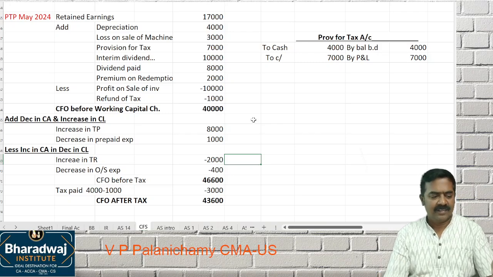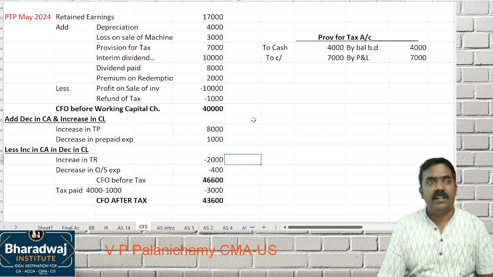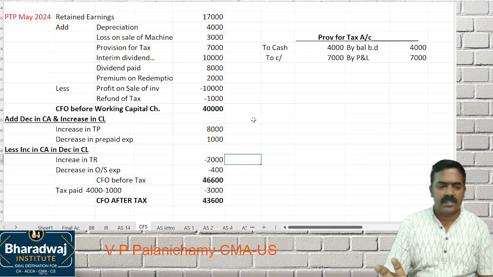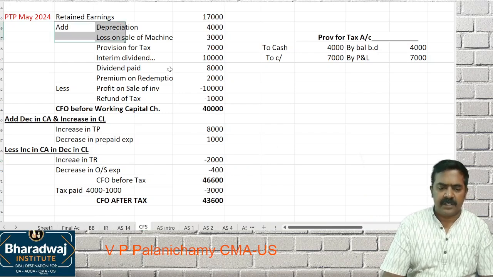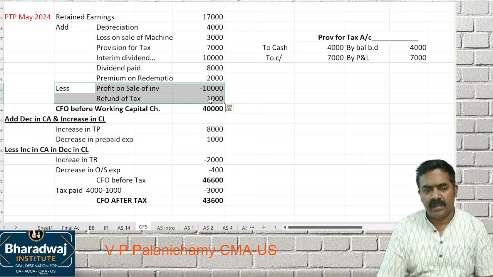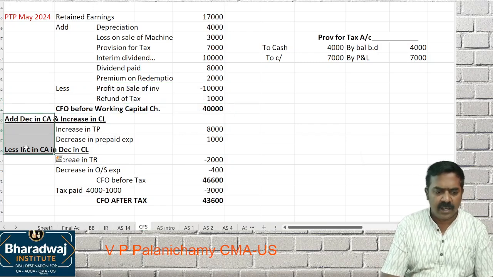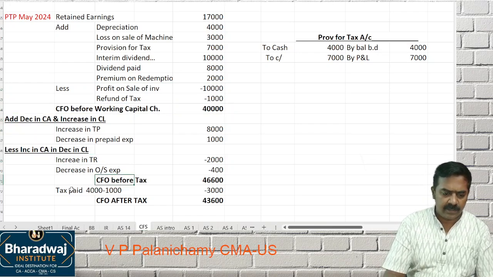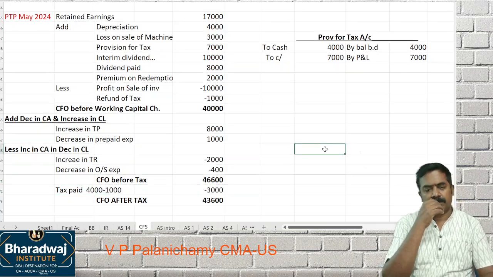Just copy. If you have not taken up this question, take it up, then try the next question. It is in the same model. Work out net profit after appropriation, add back non-operating non-cash items, eliminate non-operating non-cash incomes. You will get CFO before working capital changes. Adjust for working capital changes. You will get CFO before tax, minus tax paid will give CFO after tax. Try it.